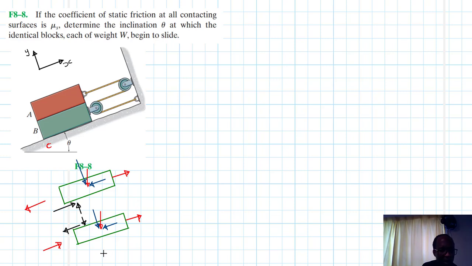Okay, and then of course these two must always be opposite and equal, right? Then friction here at the bottom, of course you expect it to be in this direction like so. Okay, and then you have the normal force like so. Okay, you have the normal force like so.